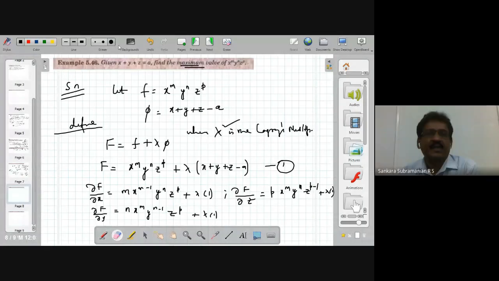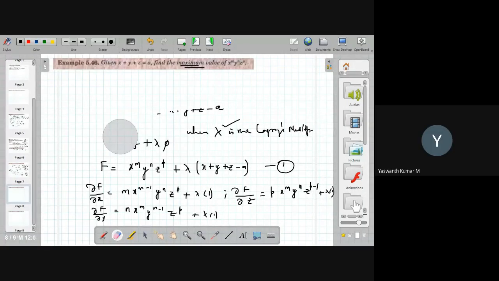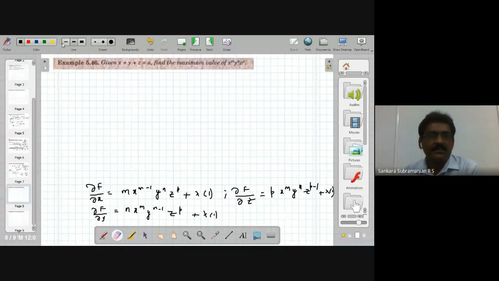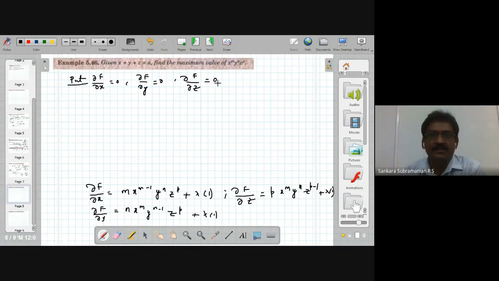You have to equate the lambda, find the lambda, and then by equating we get some expressions. Now you have to write this, because this is the necessary condition: put ∂f/∂x = 0, ∂f/∂y = 0, ∂f/∂z = 0. This carries marks while we are writing for the theory exam, because this is the necessary condition for the extreme of the function f with 3 variables x, y, z.